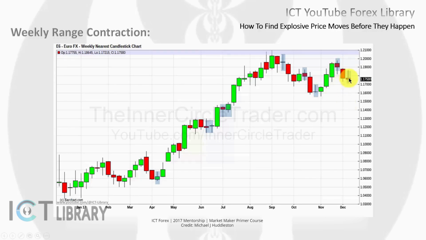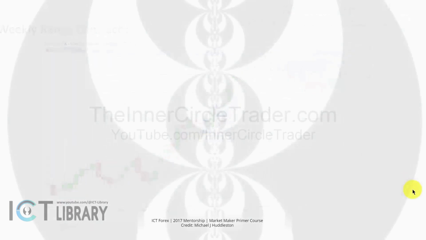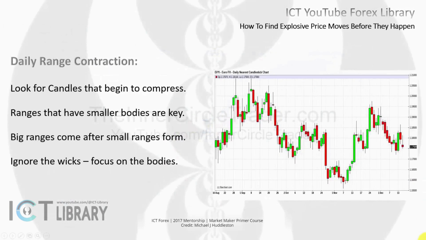Big candle forms. And now at the time of this recording, we have a very small body candle again. So weekly range has been compressing. So we're looking for a large weekly range next.